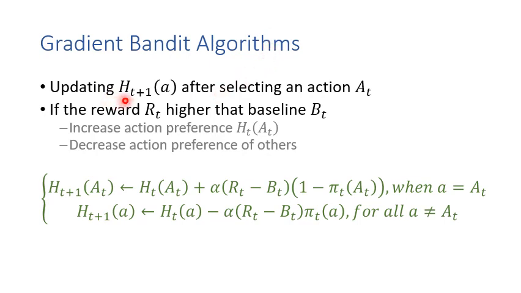We update our action preference function after selecting action AT, right? So if the current reward RT is higher than the baseline BT, then we update our function. We increase the action preference of capital AT, and we decrease the action preference of other actions. Right? So this is the final formula.